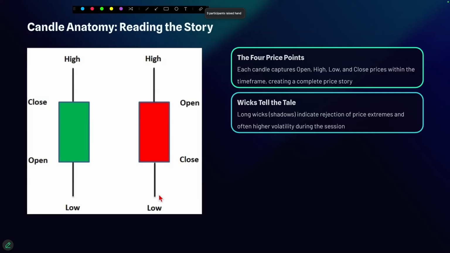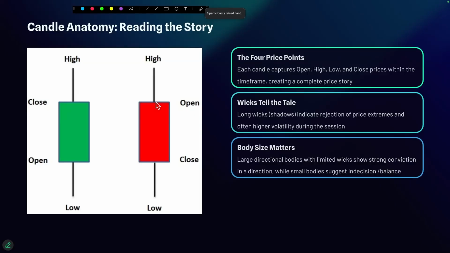Now, the wicks often tell the tale. These are the wicks, where this part here is considered the body of the candle, okay? The wicks can tell a story, because if price gets up to this level, and all of a sudden by the end of the day that price is pushed back down, that tells us something was going on there. We'll look at examples in a minute, but there are ways of reading that tell a story that we need to pay attention to.